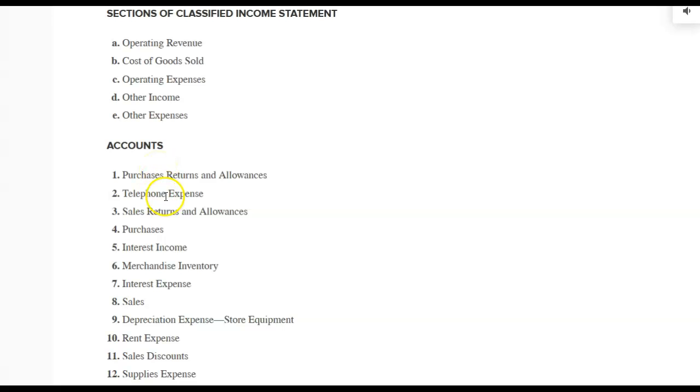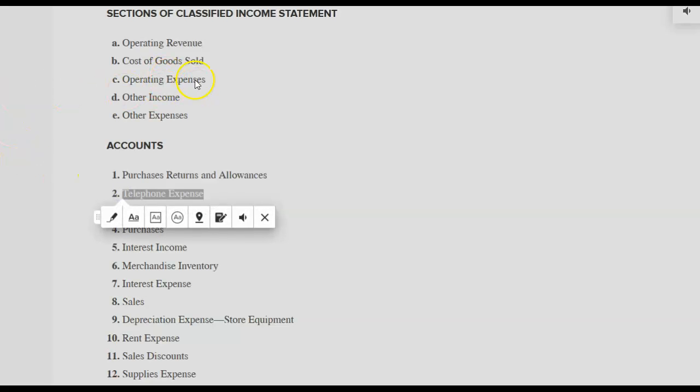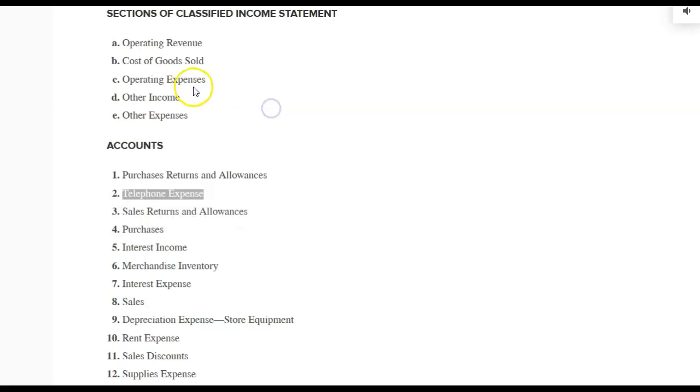Telephone expense. Would it go under operating expense? Yes, because it's part of operating the business. It'd go under operating expense, C. 2 is C. 3, sales returns. Where would sales returns go? It goes under A. It's part of the revenue, right? Because revenue and sales are the same thing. And when somebody returns something, it affects your revenue. So 3 is A.